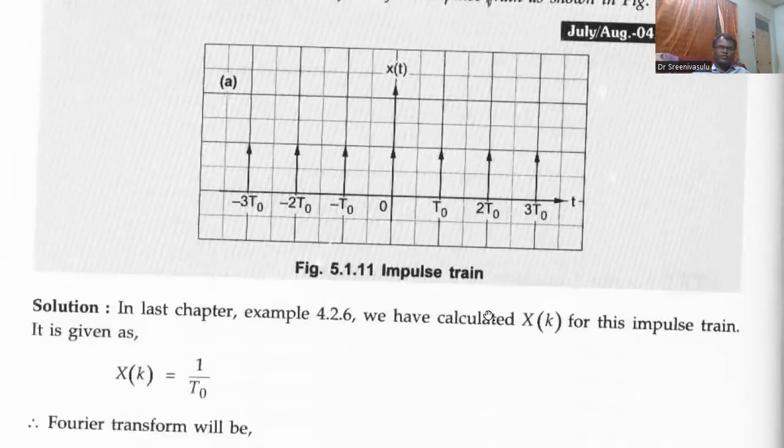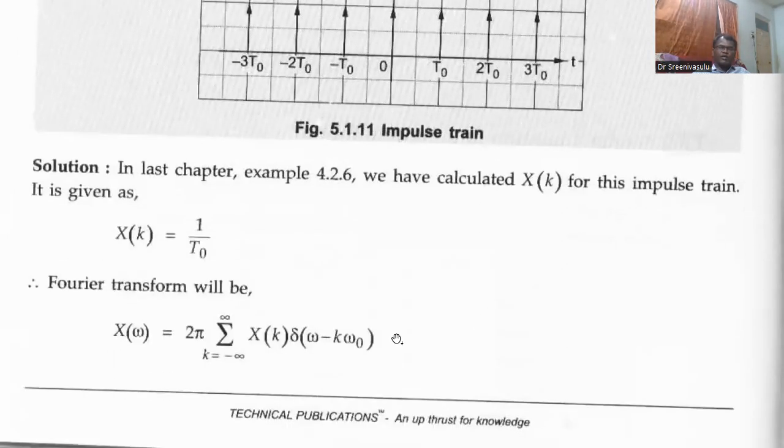The direct formula: X of omega is equal to 2 pi into summation of k equal to minus infinity to infinity X of k into delta of omega minus k omega naught. In this formula, we are going to calculate X of k. So X of k, we know the Fourier series formula: X of k is equal to 1 divided by T naught into integral 0 to T naught x of t into e power minus j k omega naught t into dt.